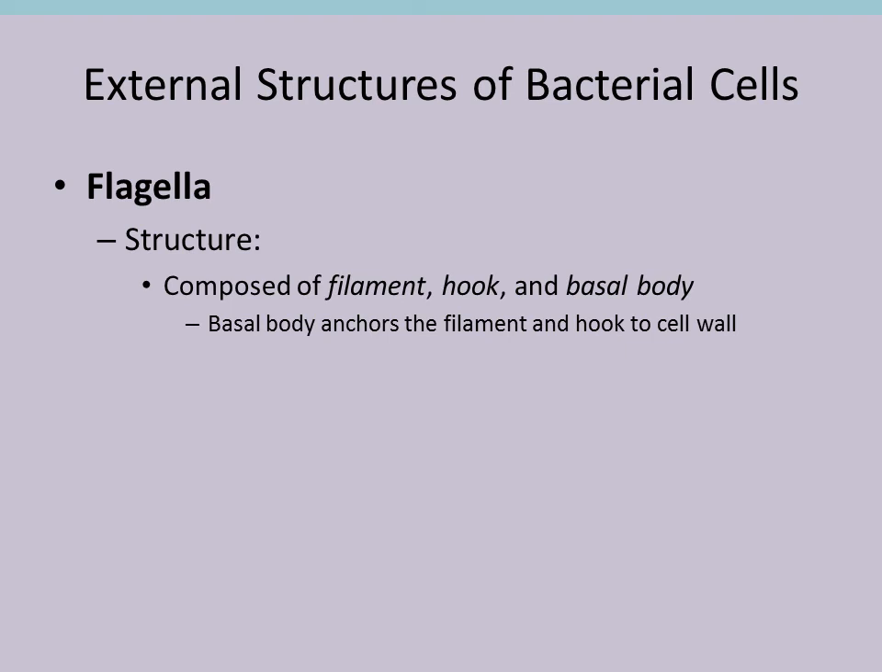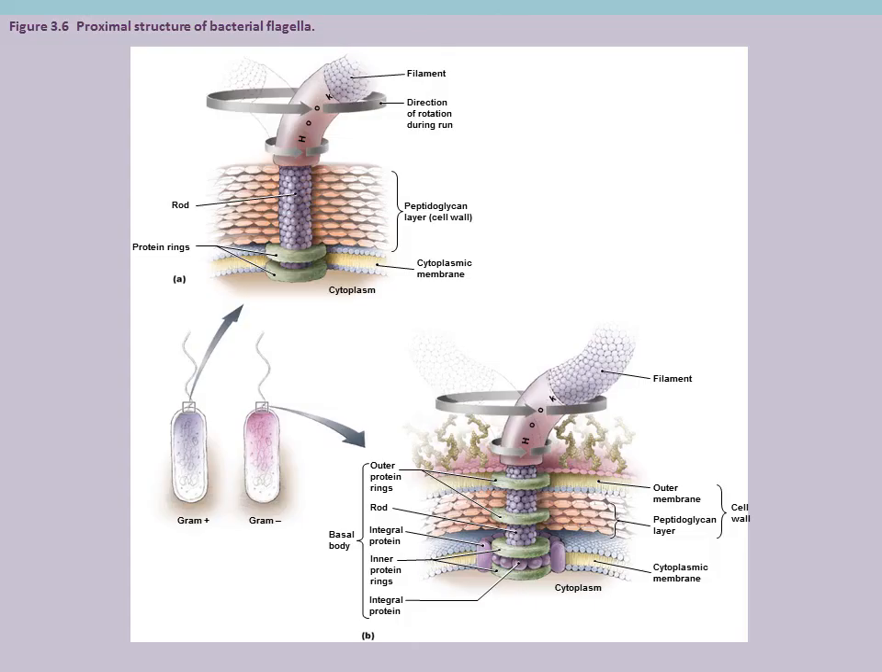It's composed of three main parts: a filament, a hook, and a basal body. The basal body is what is going to help anchor or attach that filament and the hook to the cell wall. And so in this picture, you can see overall that you have the flagellum extending out from the cell wall. You've got the filament. You have that hook that's helping to attach it, and then that basal body is what's embedded within the cell wall.